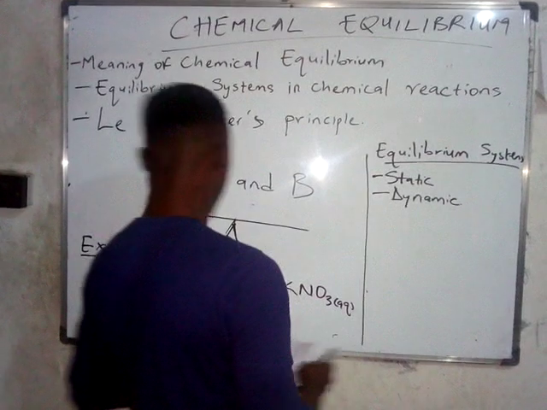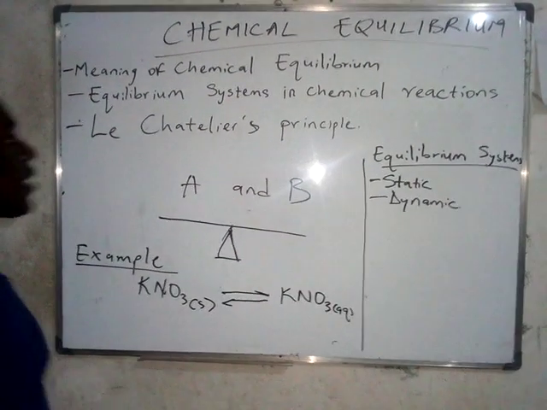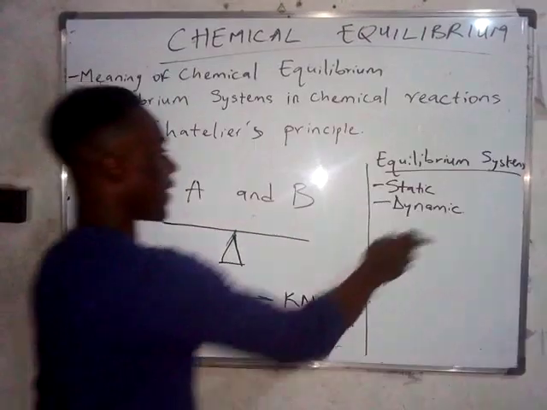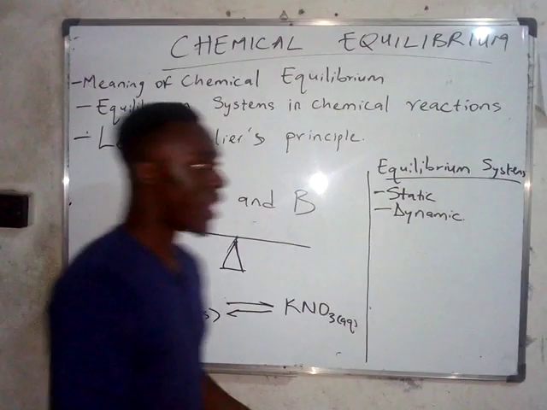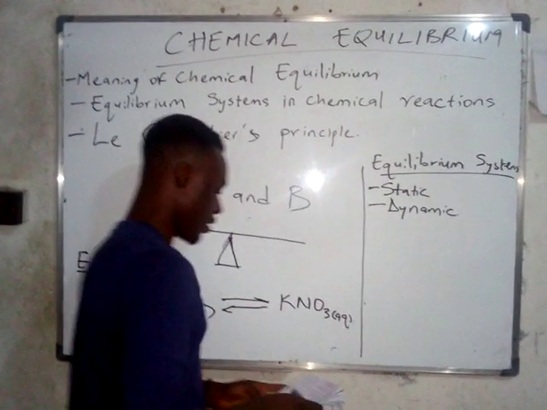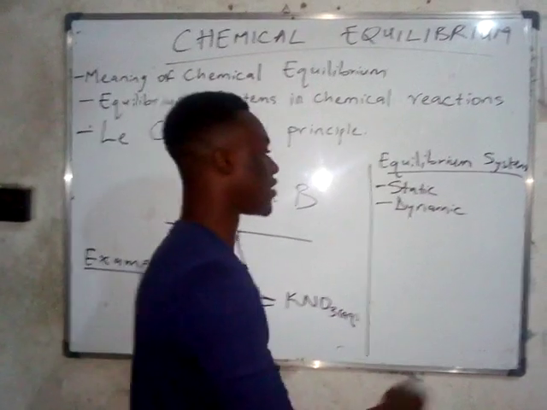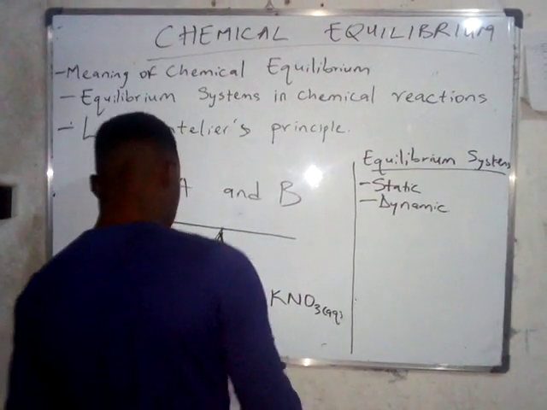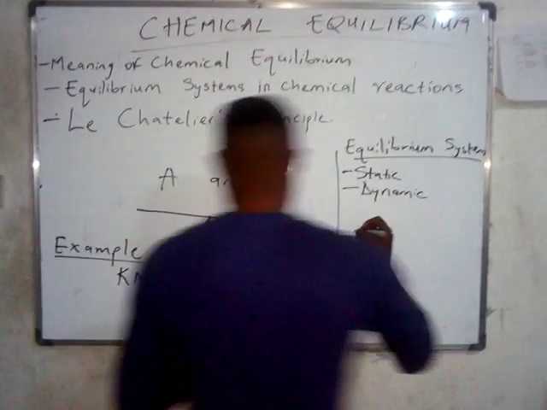Next, we're going to look at basically more examples under the equilibrium system. Now, for the dynamic equilibrium, we have equilibrium systems occurring under the same conditions and under different conditions. So we're going to look at this example.